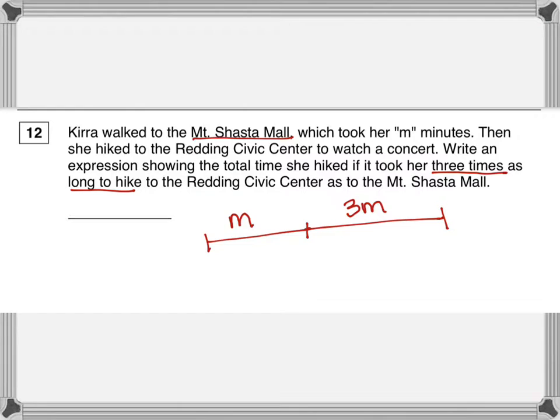But what is the problem asking? Let's see, the total time. So the total time is 3M plus M. I like to combine those, so I'm going to have my final answer be 4M.